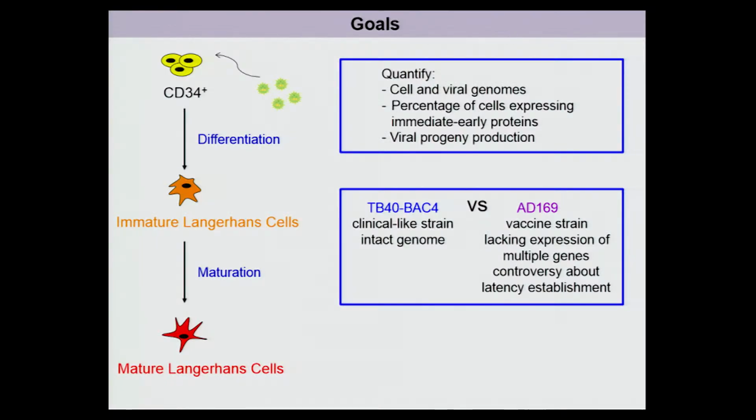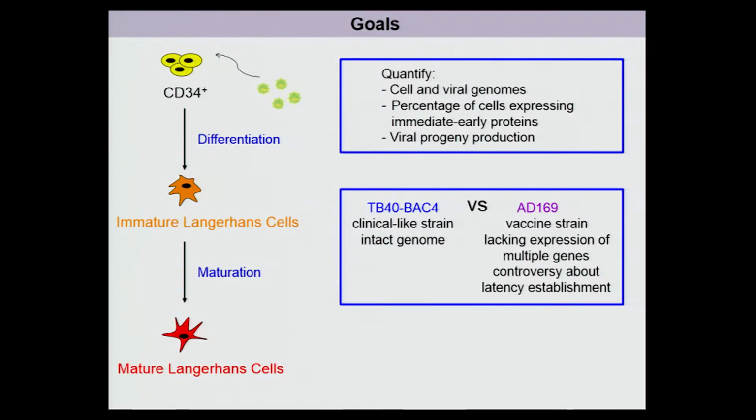The second goal is to compare two strains, TB40BAC4 and AG169. TB40BAC4 is a clinical-like strain, so it's similar to the CMV that is circulating in the population, and it has an intact genome, so there are no genes missing from this strain. On the other hand, AG169 is an attenuated virus, a vaccine strain, and has been extensively passed in fibroblasts. During these passages, this strain lost a number of genes, including genes that are important for latency establishment.